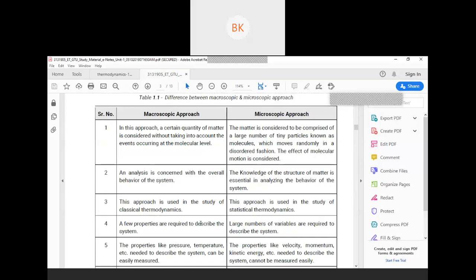The effect of molecular motion is considered. Now, macroscopic mein kya ho jata hai? We are having a certain quantity of matter. Matlab kya hota hai ki large amount of matter hum log ya fir jo bhi quantity of matter hum log wahan pe consider karenge, not dealing with the molecules. So we directly consider the quantity, not considering the molecules in that.